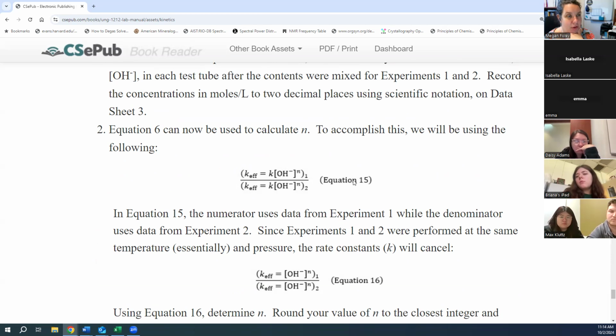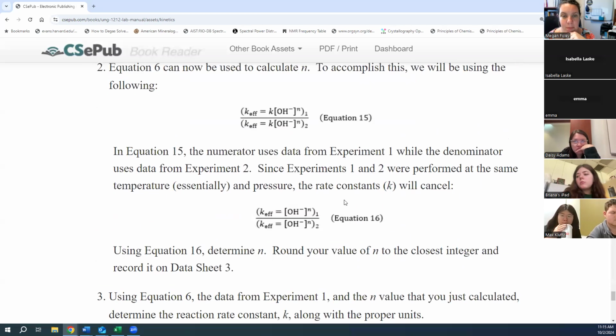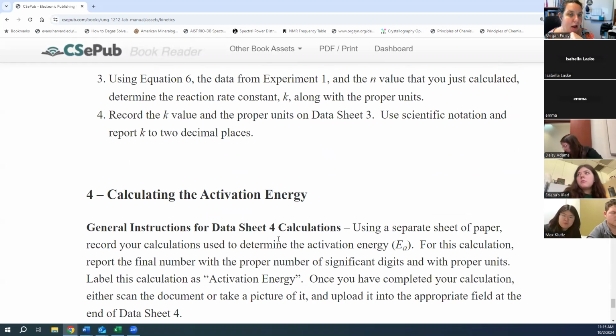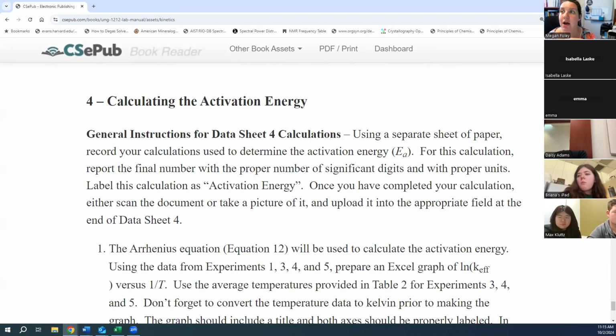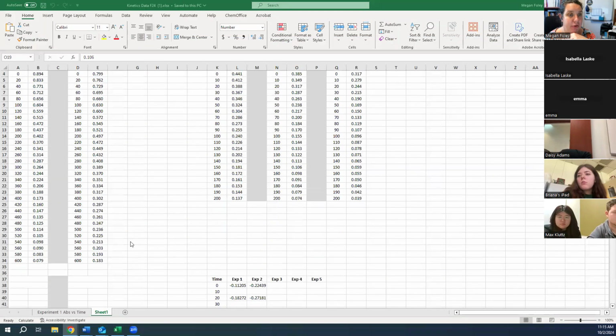So this is very similar to what you do with the kinetics graphs. I'll show this a little bit more in detail when we get to this. I'm gonna let you guys do your own math, but I'm gonna show you how we're gonna approach this problem. After that, our last part of this lab is gonna be calculating our activation energy. So we're gonna do that by using our different temperatures.